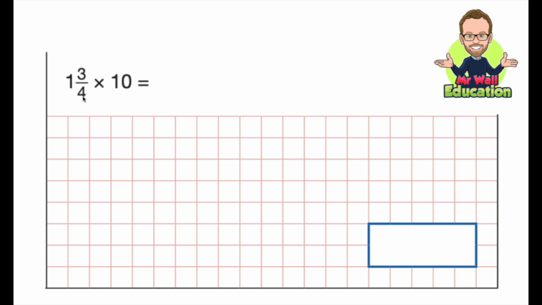Okay, we haven't got halves anymore, we have quarters. So how many quarters make up this number? How many quarters make up 1? You should know that 4 quarters make up 1 whole, plus the 3 quarters. That gives us 7 quarters. 7 quarters multiplied by 10 is 70 quarters. So that's our answer.